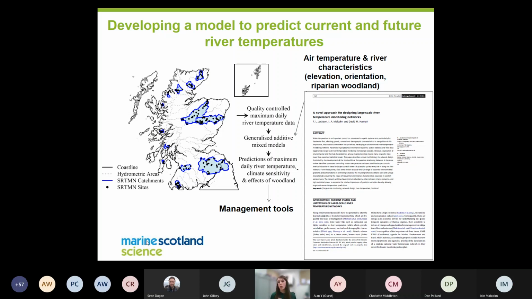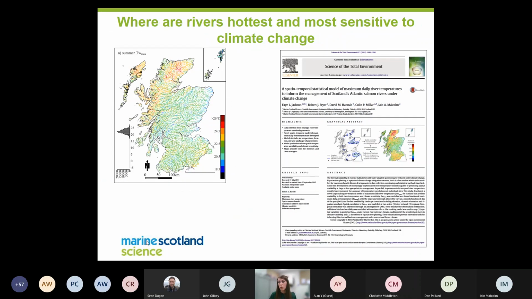So we can use what we term proxies for processes, which are characteristics of rivers that we know influence their temperature. So using the air temperature on a given day, and characteristics such as the elevation of the river, its orientation, and the amount of woodland on the banks of those rivers. Those models let us make predictions for any river in Scotland on any day of the year, and that gives us a management tool.